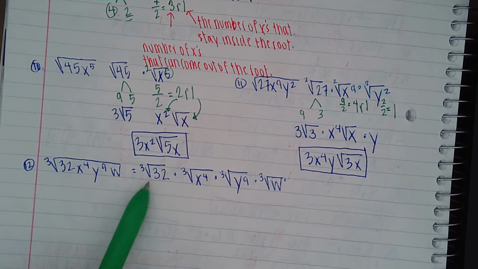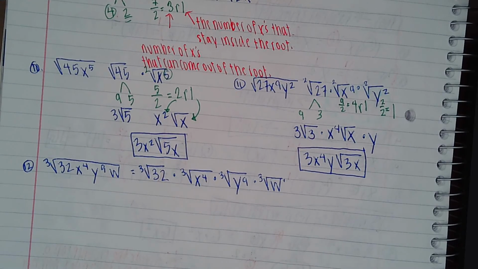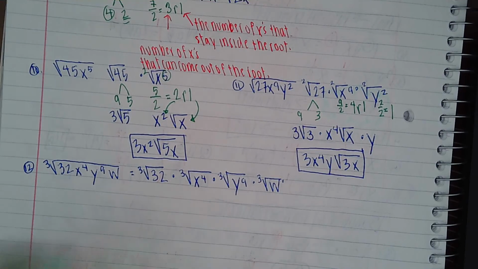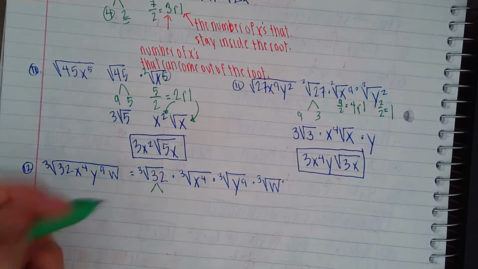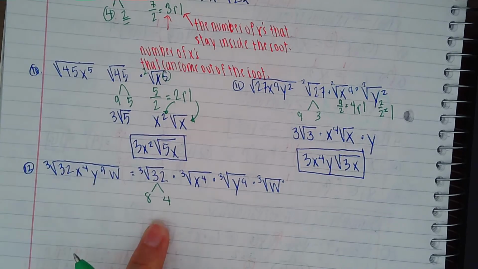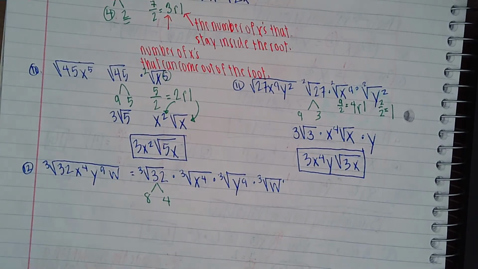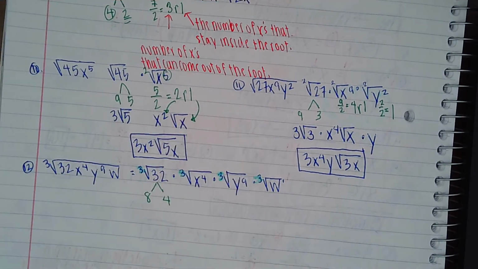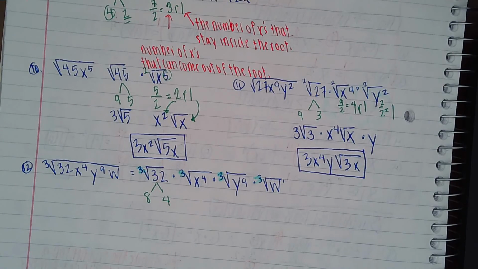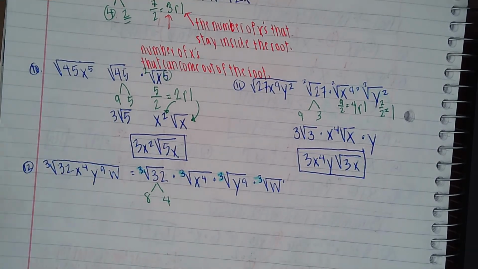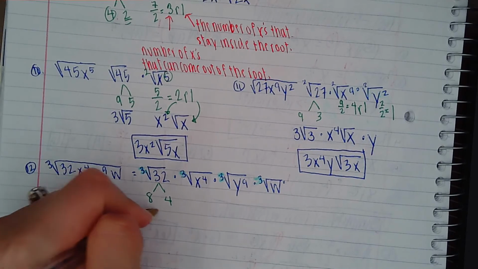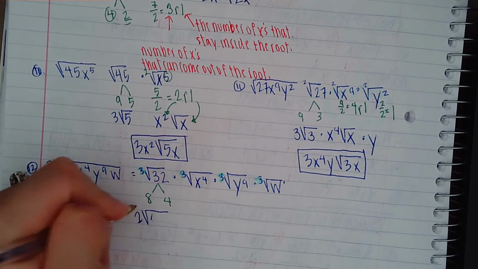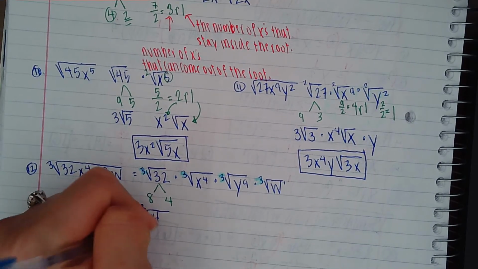Okay, so this time, since we're thinking cube roots, we want to think of the biggest perfect cube that goes into 32. So if you need your list of perfect cubes out, that's totally fine. The biggest perfect cube that can go into it would be 8. 8 times 4. And remember, these are all cube roots, so don't just start thinking square roots. The cube root of 8 would be 2. And 4 can't be simplified any further, right? There's no cubes. So it would be just 2 cube root 4.